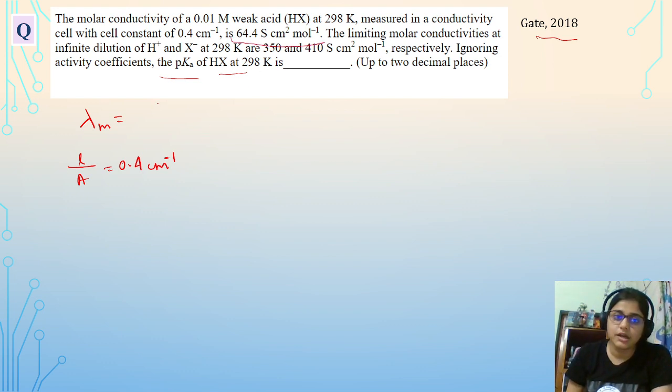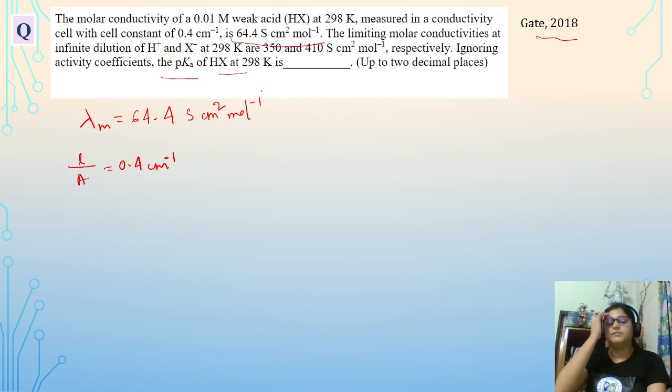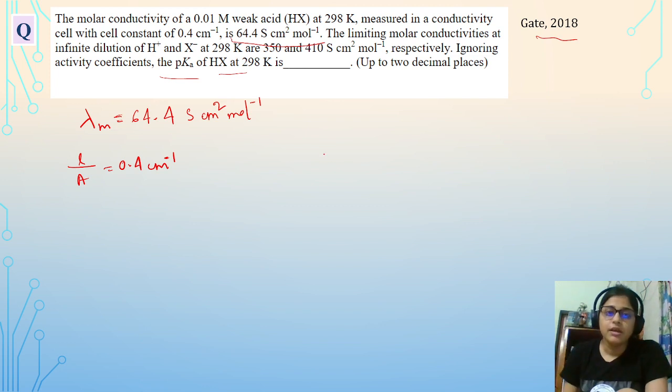This is the molar conductivity. You can understand it by seeing the units also, right? Siemens or Simon, then meter square and mole inverse. Fine. This is there. And the limiting molar conductivities of H plus and X minus are given. Why are these things given? Okay, I will tell you.